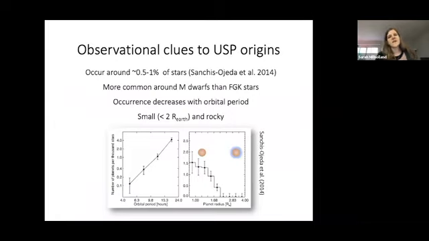In trying to solve this, we can put together some of the observational clues. One thing is that these USPs are pretty rare. They only occur around about 0.5% to 1% of sun-like stars. They're also a little bit more common around smaller mass stars compared to larger stellar masses.